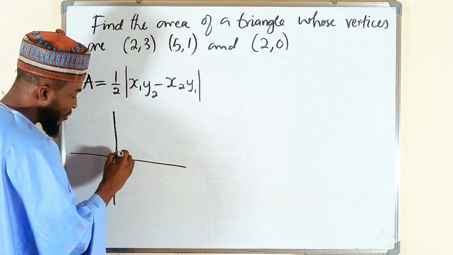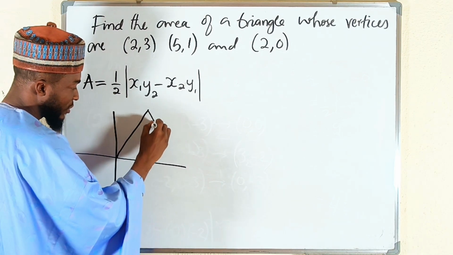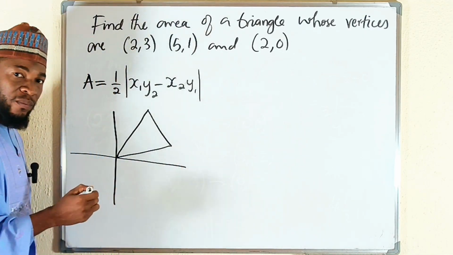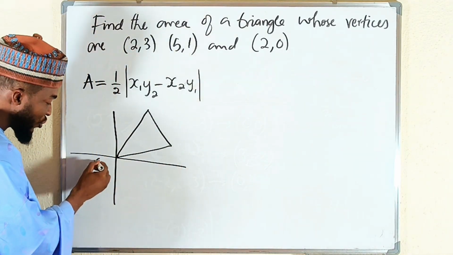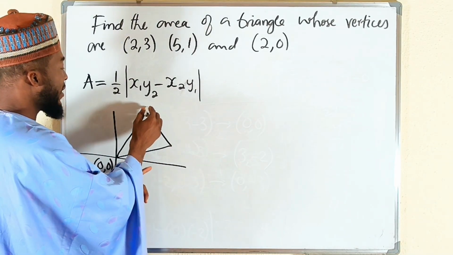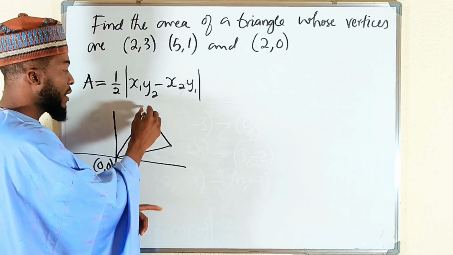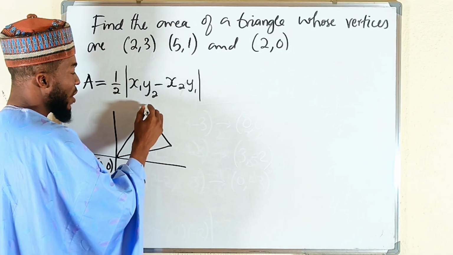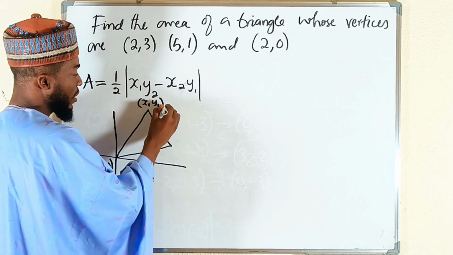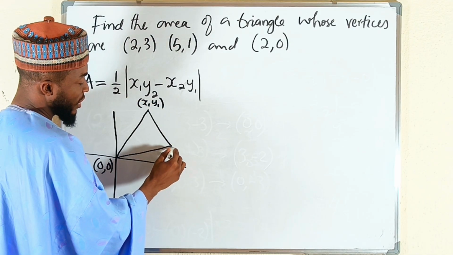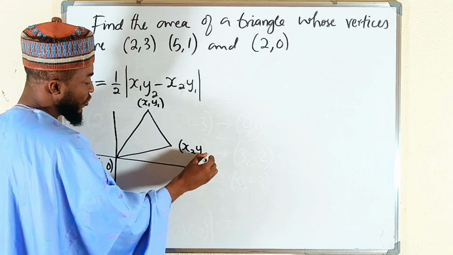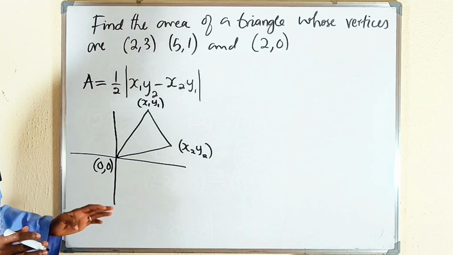So assuming this is the triangle. This is what? The origin, where x is 0, y is 0. So let's call this vertex x1, y1. And let me call this one x2, y2.